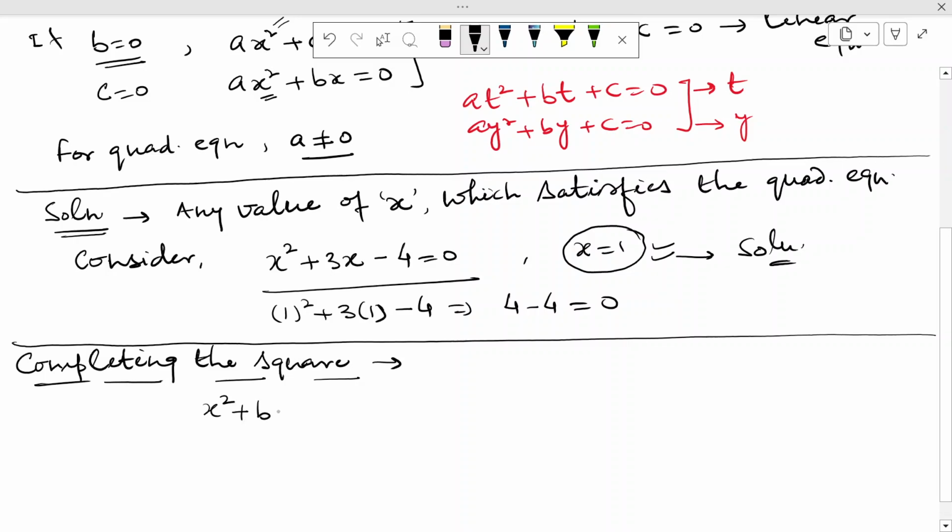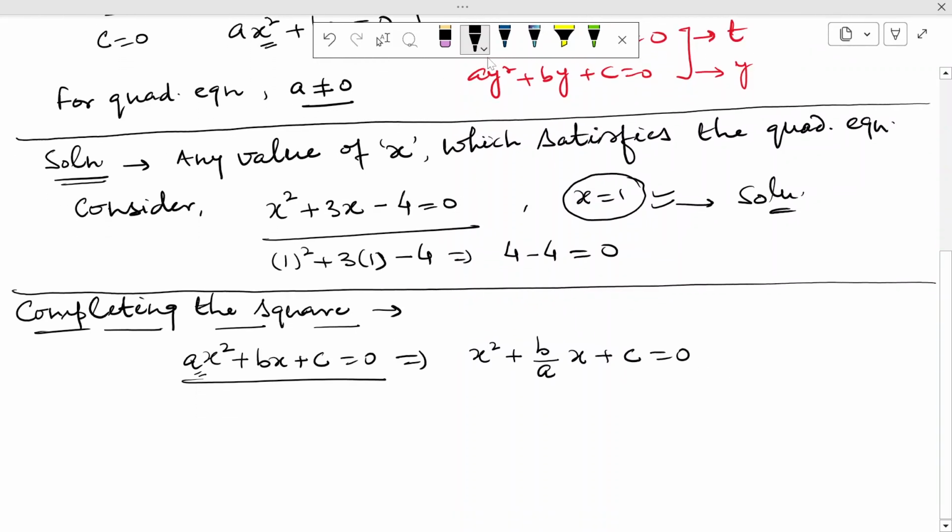So first, if the equation is given in the form ax square plus bx plus c equals to 0, what you will do is divide this whole equation by this a, meaning the coefficient of x square. So this will become x square plus b upon a x plus c equals to 0.